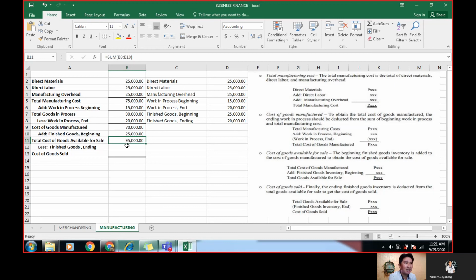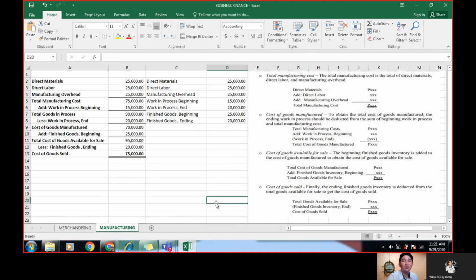Okay, so out from that, bibilangin natin kung magkano ba yung naiwang inventory para makuha natin yung nabenta na. So, ilan yung finished goods natin? Ending, 20,000. Therefore, out from the 95,000, ang naiwan na lang is, okay, formula pa din, right, equal sign, press 95, then minus 20,000. Therefore, ang cost of goods sold natin in a manufacturing concern is 75,000. So there you have it.